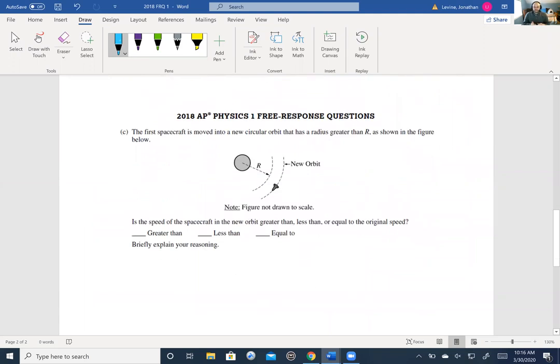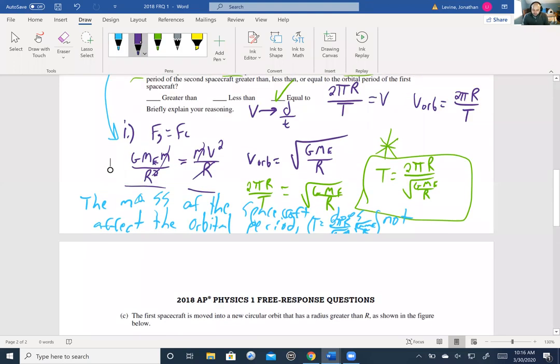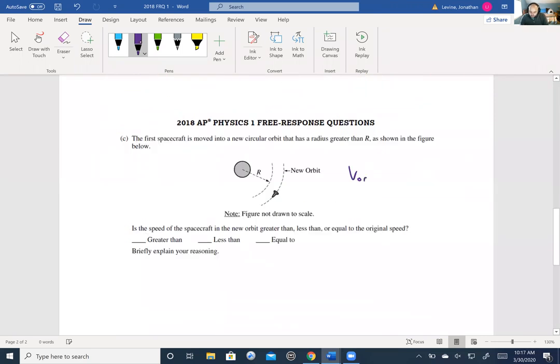Then in part C, it says the first spacecraft moved into a new circular orbit that has a radius greater than r, as shown in the figure below. It says, is the speed of the spacecraft in its new orbit greater than, less than, or equal to the original speed? What I recommend for this is to look at our V orbital equation that we first derived, right here in purple. We said that V orbital, in order to maintain the orbit, is equal to the square root of GM_E over r.